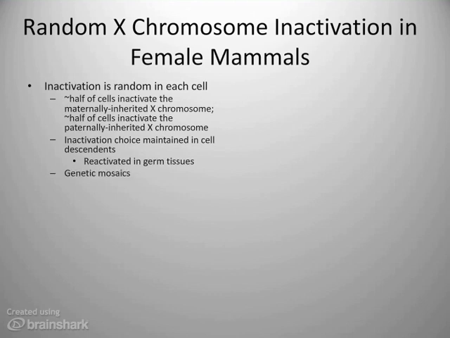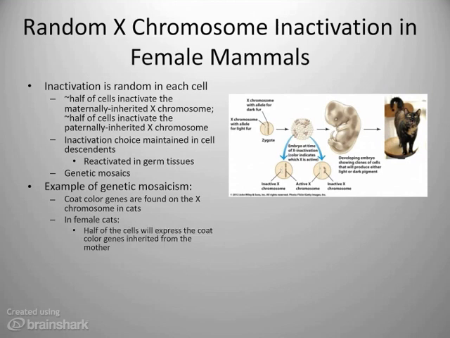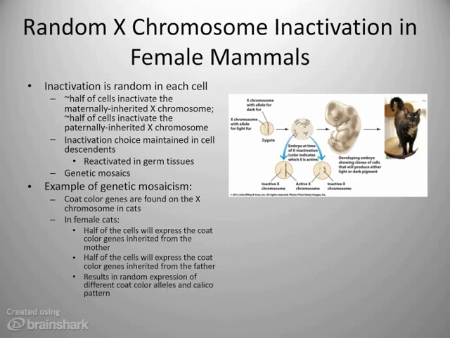This random inactivation leads to genetic mosaics because half of the cells have active genes from 1 X chromosome and half of the cells have active genes from the other X chromosome. Now an interesting example of random X inactivation and genetic mosaicism is seen in cat coat color, shown here in this figure. Now, in cats, the coat color genes are found on the X chromosome, so that in female cats, half of the cells will express the coat color genes inherited from the mother, half of the cells in this animal will express the coat color genes inherited from the father. So what will result is the random expression of different coat color alleles and therefore a calico pattern.